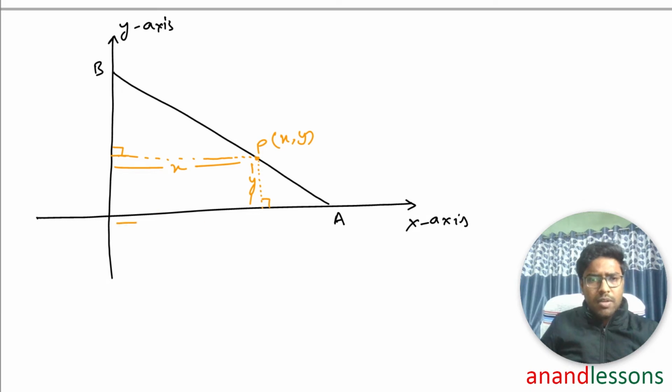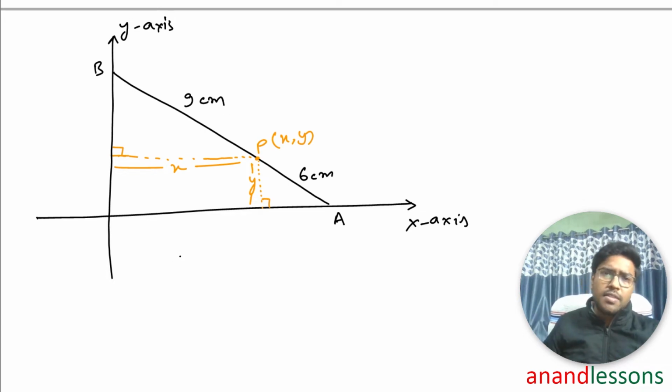So this length will be x and this length will be y, and this is perpendicular, so this line and this line will be parallel. This is obvious, I don't have to tell you so much about it, that the length will be y and x respectively. Okay, so AP is 6 centimeter, and PB will be 9 centimeter, because the whole rod is 15 centimeter.